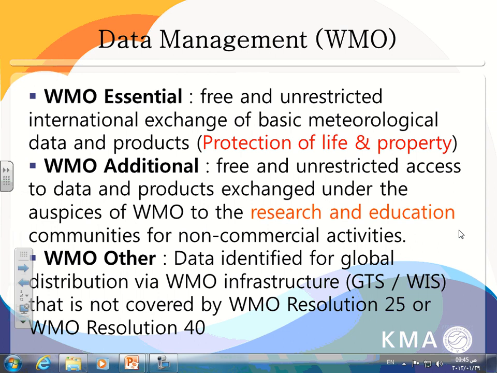So the WMO essential data is essential. The essential means the data which is useful for the protection of life and property. This is a really general concept. One of them is the forecasting data. This data is free and unrestricted international exchange of basic meteorological data and products. So this is one of the WMO essential data, Volume C1. Volume C1 is one of them, right?